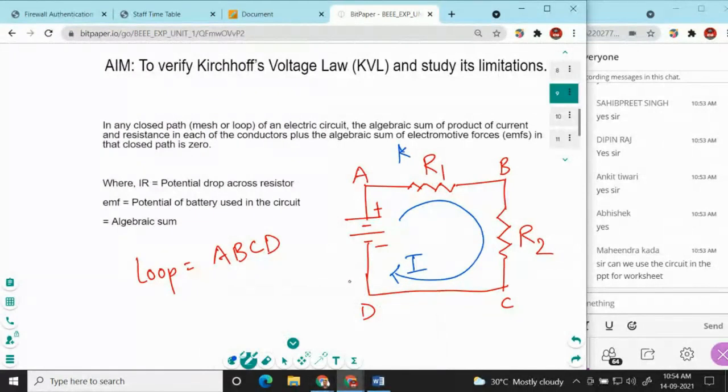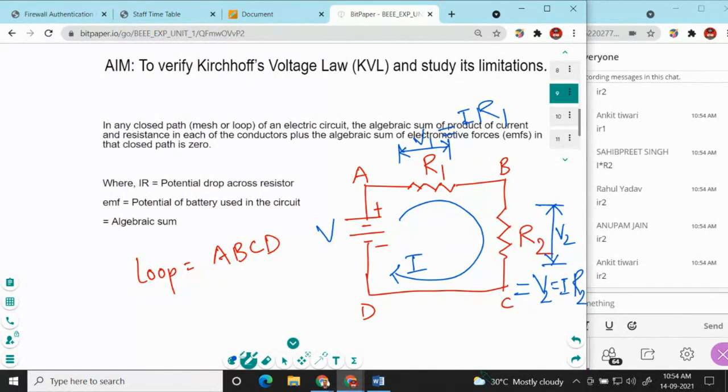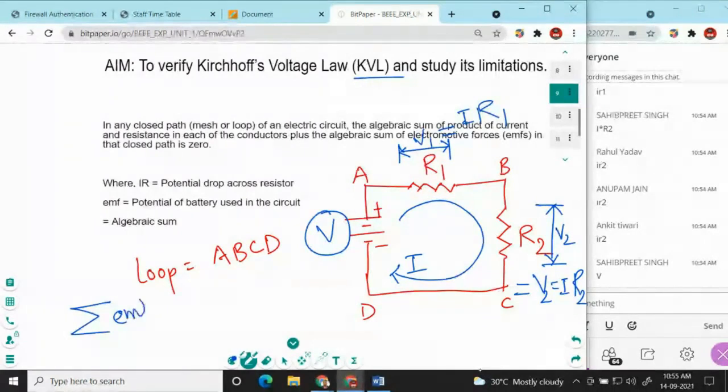Okay, so what is the voltage across this R1? What is the voltage across this R2? I into R1 is the voltage across this, and the voltage across R2 is equal to I into R2. Okay, the same current I is flowing, but the resistor is different. And what is the voltage across this? The voltage across this battery is B. Okay, so according to Kirchhoff's voltage law, the sum of all the EMF plus voltages is equal to 0.